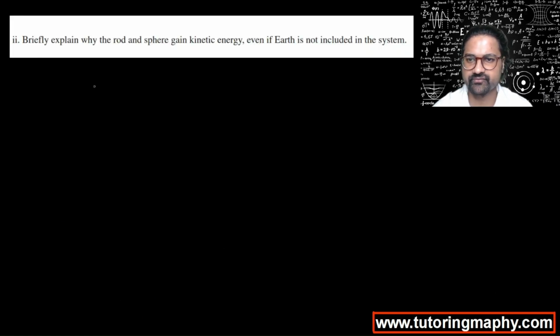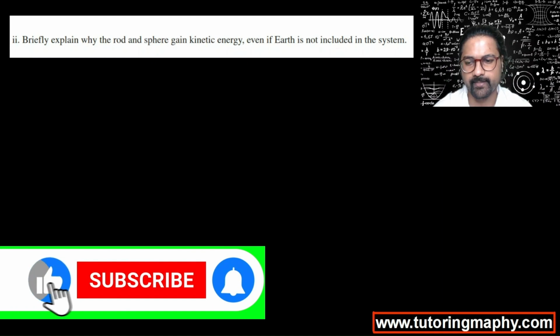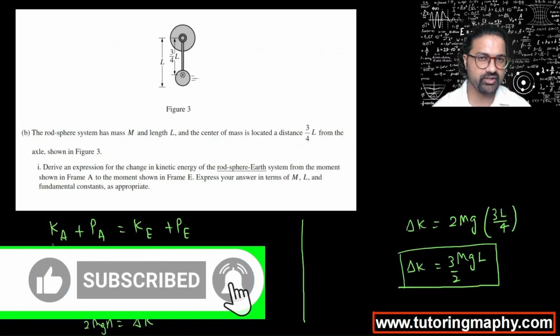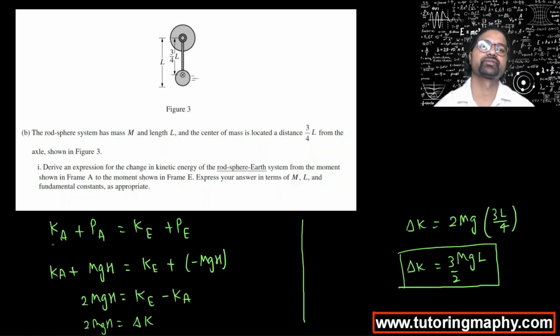The last question which we have is: briefly explain why the rod and sphere gain kinetic energy even if Earth is not included in the system. Okay, so mg is still acting, right? mg is still acting, but now mg will be considered an external force because Earth is not a part of the system, so we cannot say that the potential energy is mgh. mg is just an external force, it's no longer an internal force.